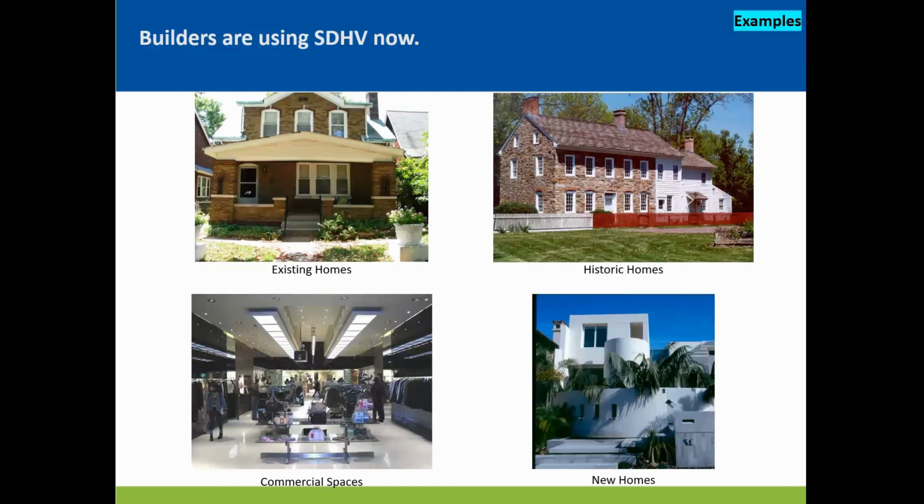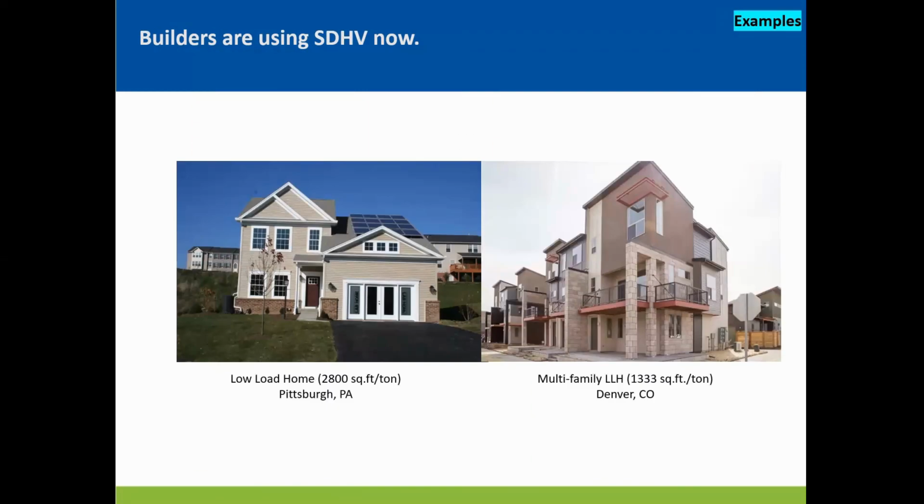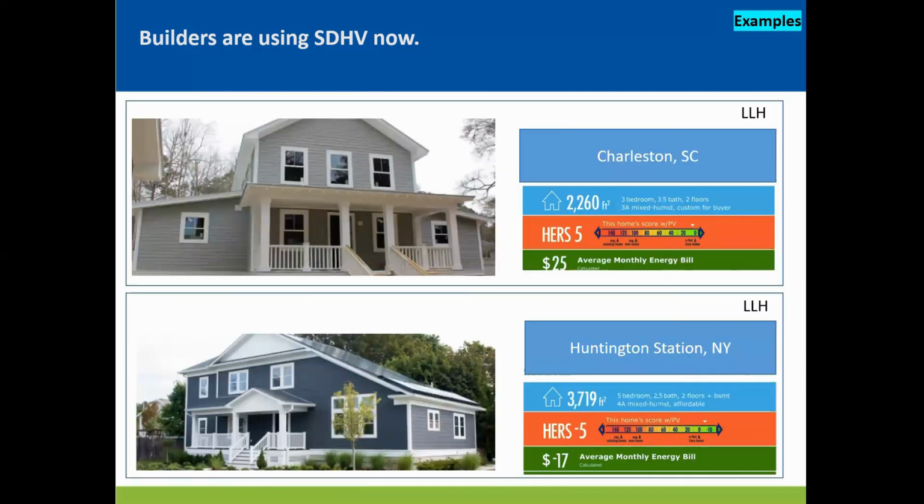Builders are using them now. They are used in low load homes. The one on the left is a home in Pittsburgh. The one on the right is a multifamily unit in Denver, Colorado. And here's a couple of other homes, that one in Charleston and Huntington Station. These are both award-winning net zero homes by the builder. So they are used quite often.